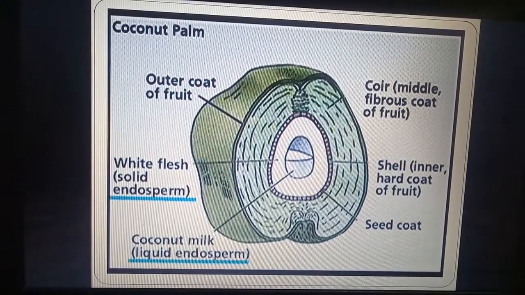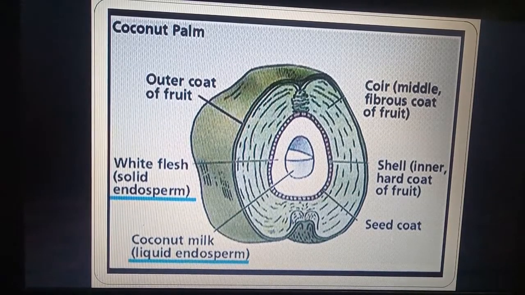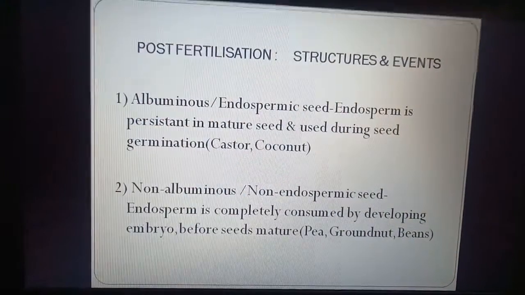In this figure we can see the white flesh which is solid, it is the cellular endosperm, while the coconut milk is liquid endosperm.